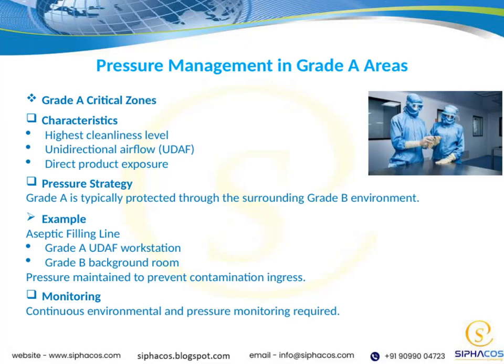Let's talk about managing pressure in Grade A areas, the most critical zones in a cleanroom. These spaces demand the highest level of cleanliness and use unidirectional airflow to keep products safe. Because these areas are so sensitive, they're usually protected by the surrounding Grade B environment. Take an aseptic filling line, for example. The Grade A workstation has focused airflow, while the Grade B room around it helps maintain pressure. This pressure difference is key to stopping contamination from getting in. And to keep it all in check, continuous monitoring of both the environment and pressure is essential.